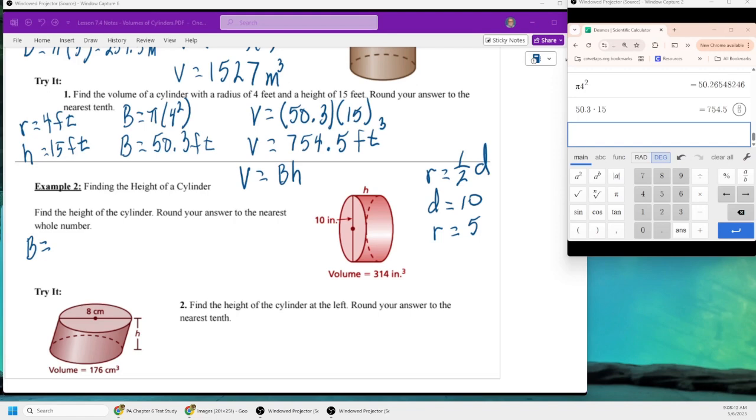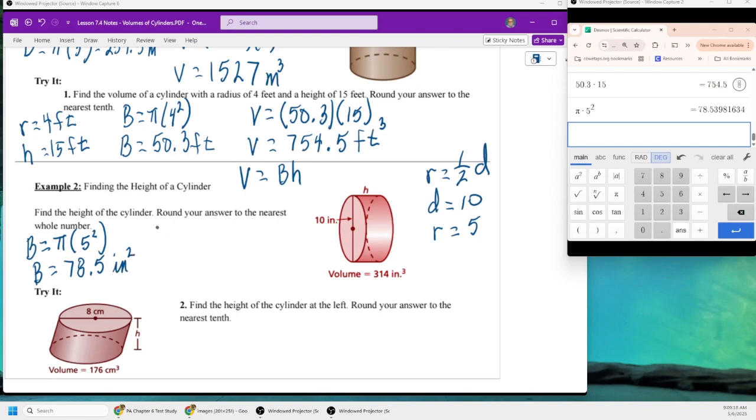All right, so we have to take pi times the radius squared, right? Pi r squared. All right, so we're going to go over here and go pi times 5 squared. And so that's going to give us the area of that circle, which is 78.5, and that's going to be square inches.